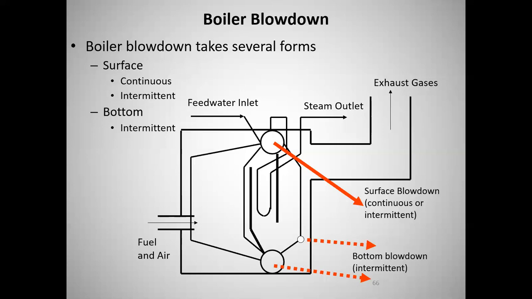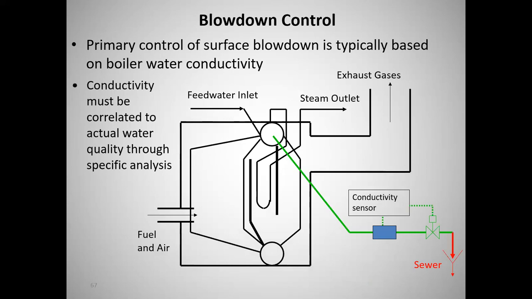Now, some systems will route the two blowdowns together, in which case you may be able to get a little bit of the intermittent blowdown, but you don't put in a separate heat recovery system for bottom blow. Okay. Primary control is typically based on water conductivity. I've kind of jumped ahead. Conductivity must be correlated to actual water quality through specific analysis.